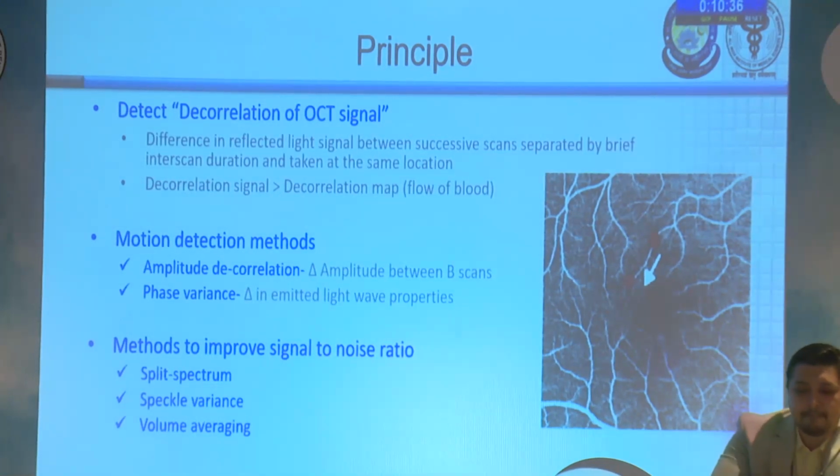So OCT angiography detects the blood flow, it does not detect the vasculature. So basically it detects the blood flow in the vasculature and not the vasculature itself.